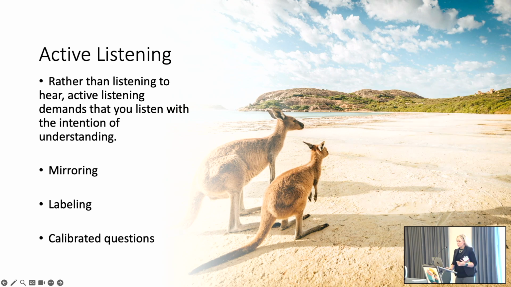Labeling is where somebody is expressing something to you, and it may not be what they're saying, but the emotion behind it. You say, wow, it sounds like you're really frustrated. Yes, I am frustrated. You're actively listening so that you can understand. And what happens if you don't understand? Then you ask calibrated questions.